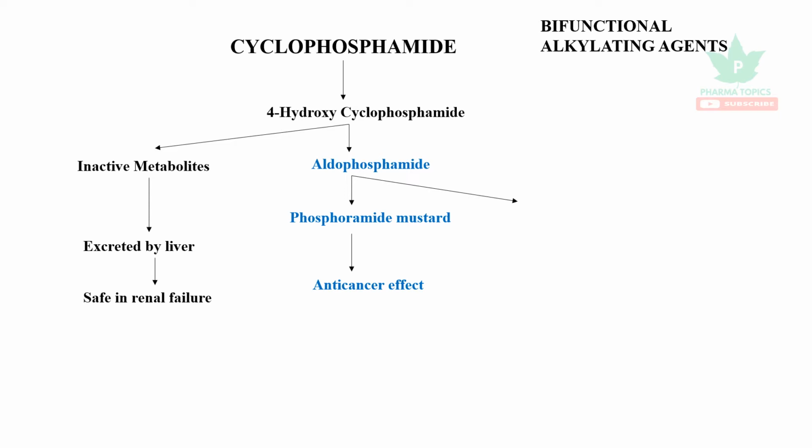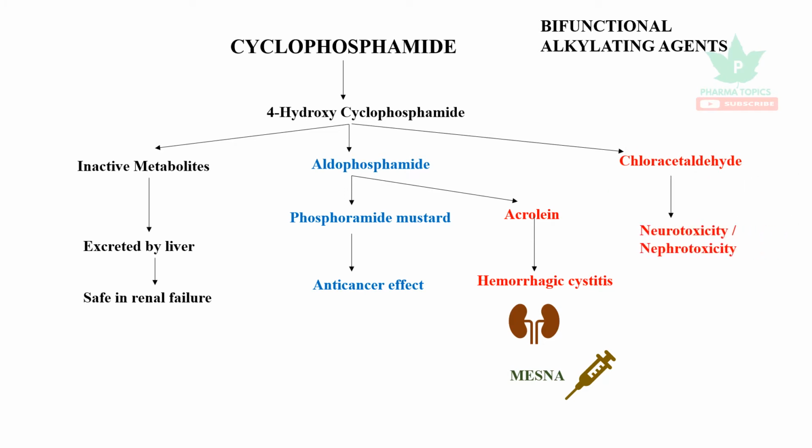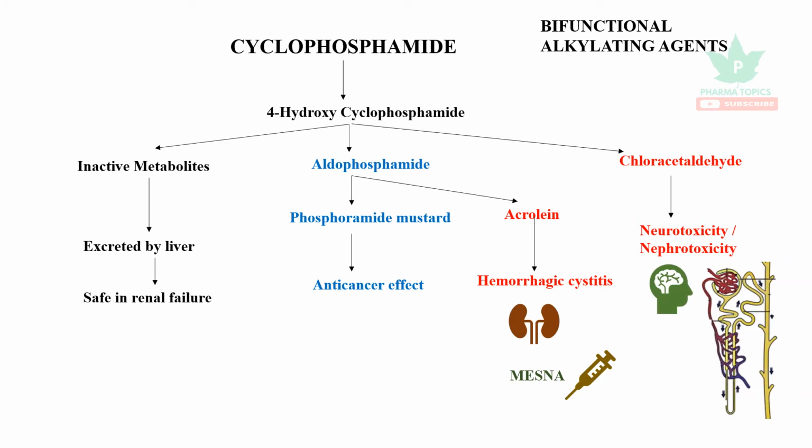The aldophosphamide may get converted to a toxic metabolite called acrolein, which is highly toxic to the urinary bladder, causes hemorrhagic cystitis. And the antidote is the injection of mercaptoethyl sulfonate, mesna. The other pathway of 4-hydroxycyclophosphamide is it may get converted to a metabolite called chloroacetaldehyde that exerts neurotoxicity and nephrotoxicity. Mesna cannot address these toxic effects.